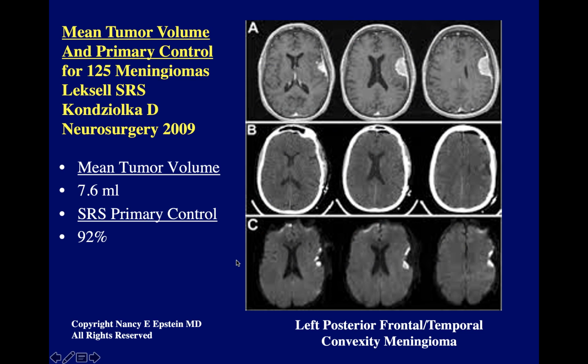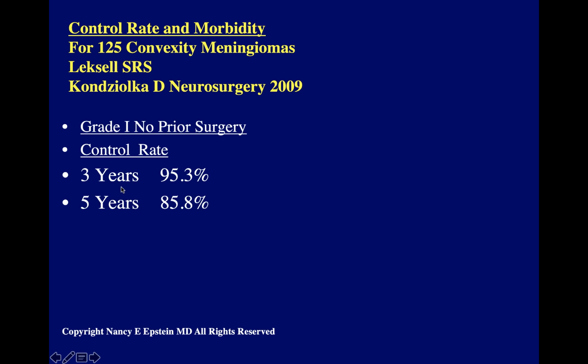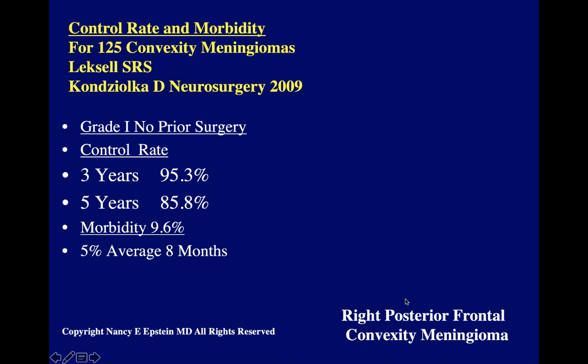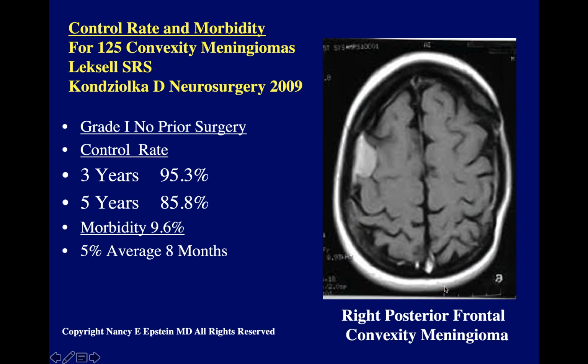And here's an example of a left posterior frontotemporal convexity meningioma that may have been readily controlled with such stereotactic radiosurgery. The control rate and morbidity for grade 1 lesions with no prior surgery, the control rate at 3 years was 95.3%, at 5 years was 85.8%. Morbidity was 9.6%, with 5% showing findings an average of 8 months postoperatively. And here's an example of a right posterior frontal convexity meningioma that may well have been treated with stereotactic radiosurgery.